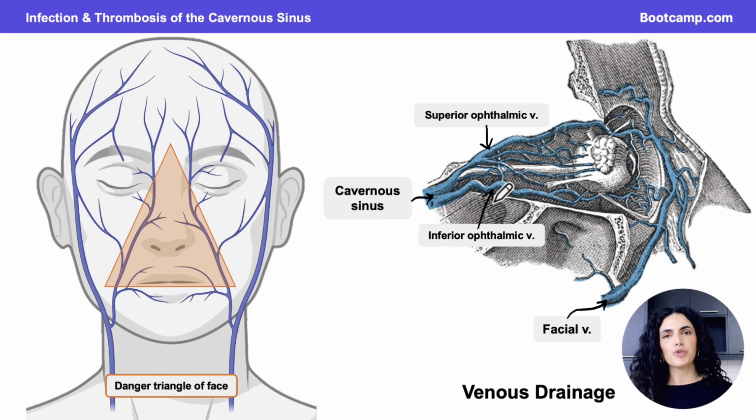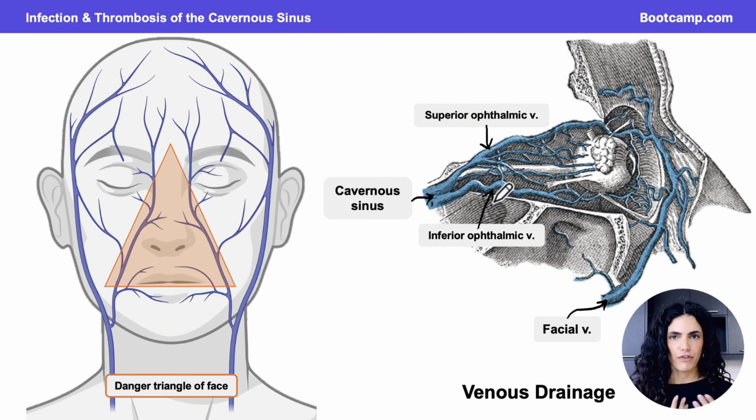Now, the connections between these veins are a little bit special in the sense that these veins are essentially a valveless system. So we have no valves preventing the retrograde blood flow to occur within these areas. So if we do have some type of infection that enters into the areas of the facial vein, it can spread through the ophthalmic veins and eventually into the cavernous sinus.